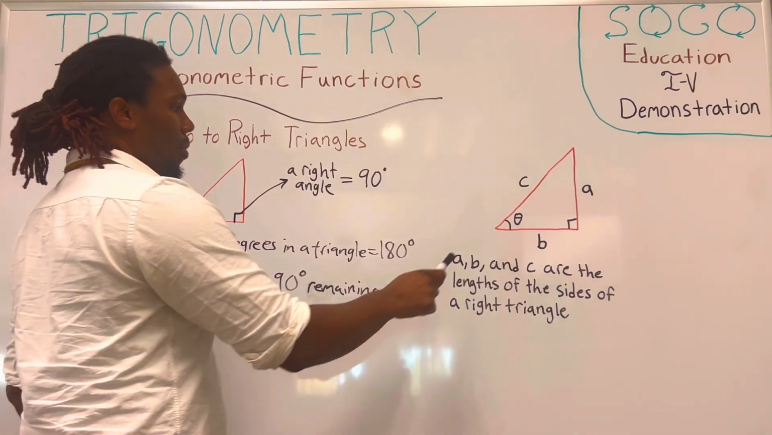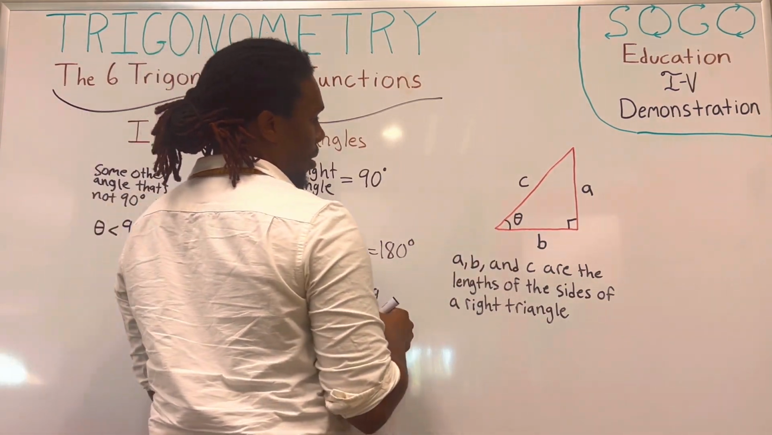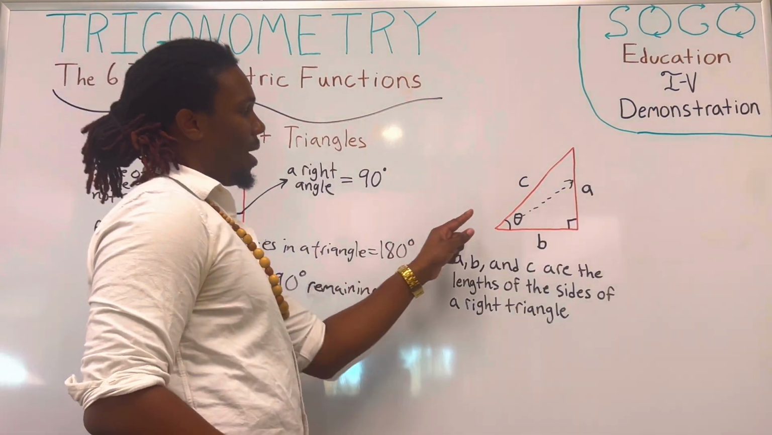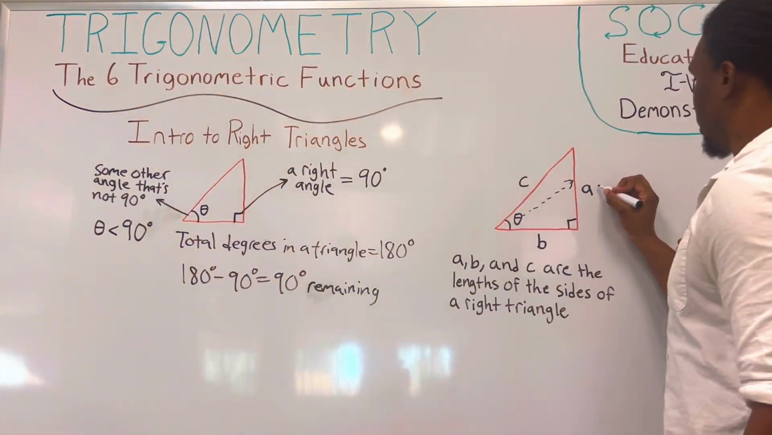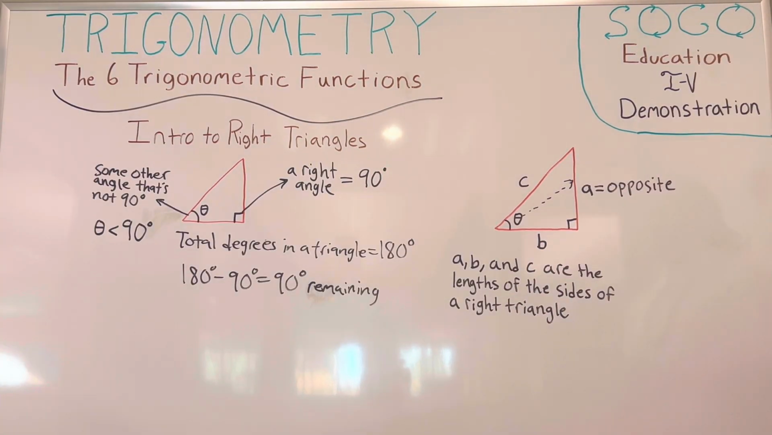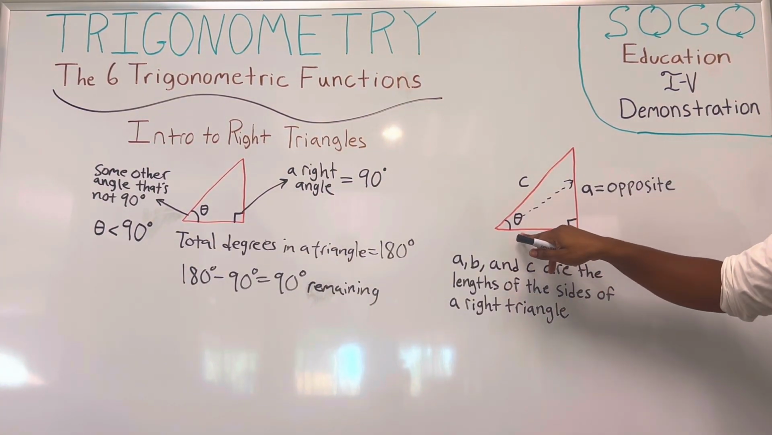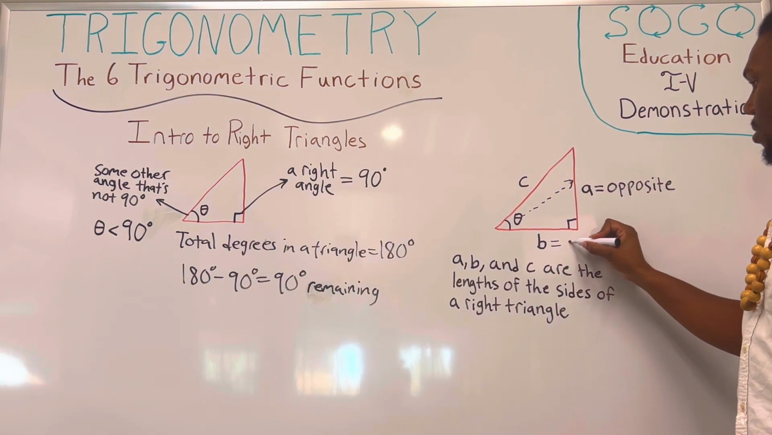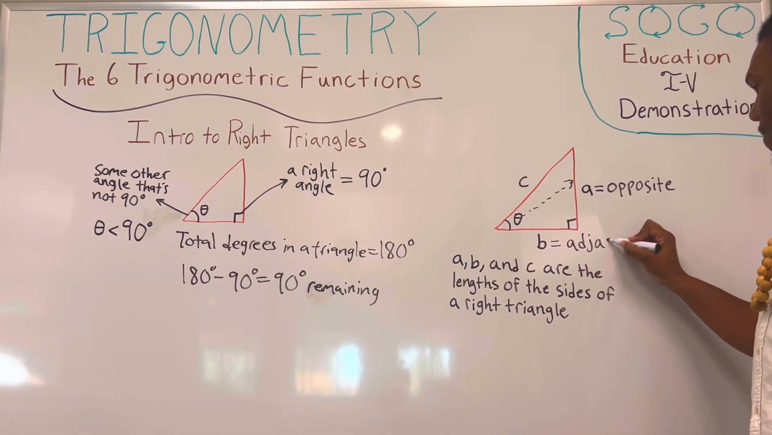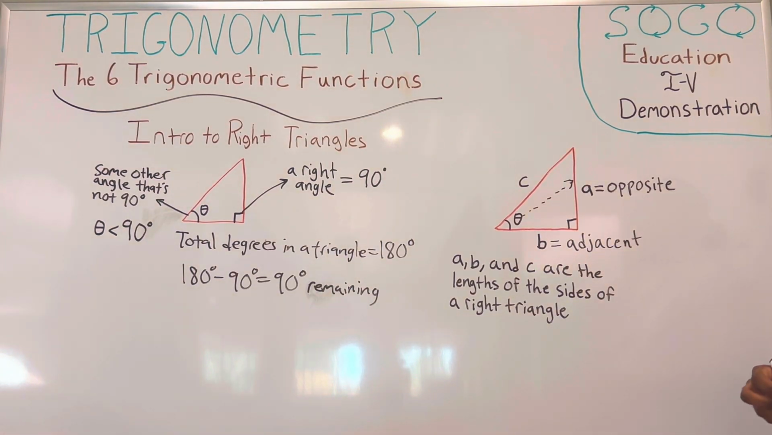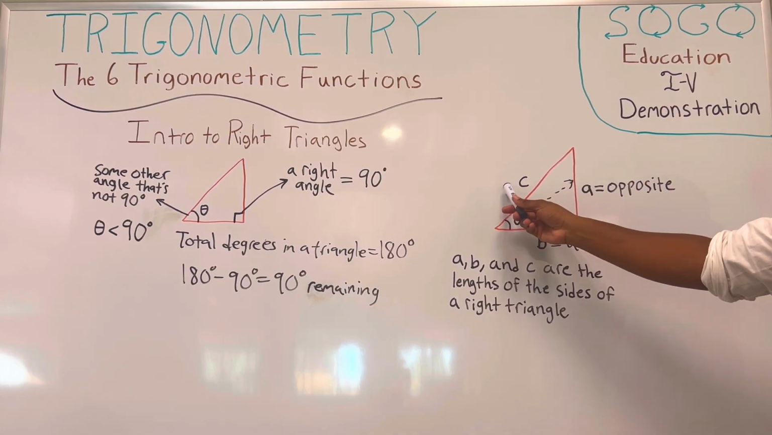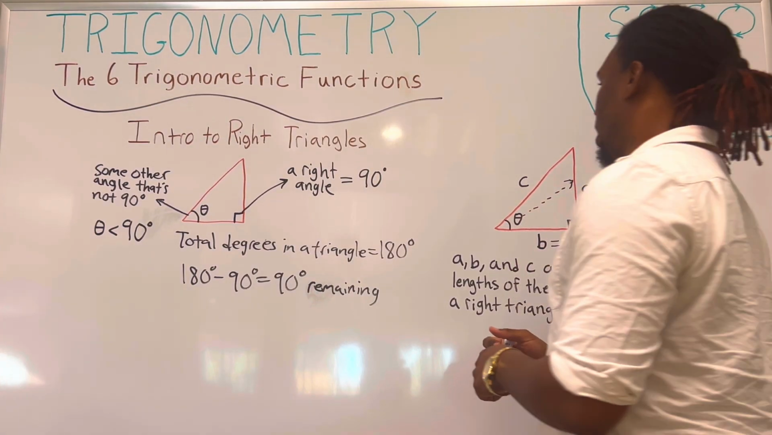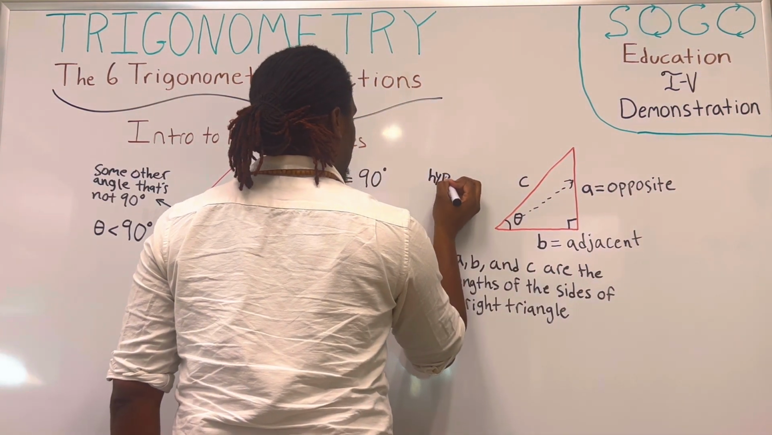Cool, so the sides have names. Looking at theta, the side opposite theta, A, is what we call opposite because it's on the opposite side of theta. The next one, B, is called adjacent because it's right next to theta. Adjacent means right next to, so B we call the adjacent side. And C we call the hypotenuse, which is the longest side of a right triangle.